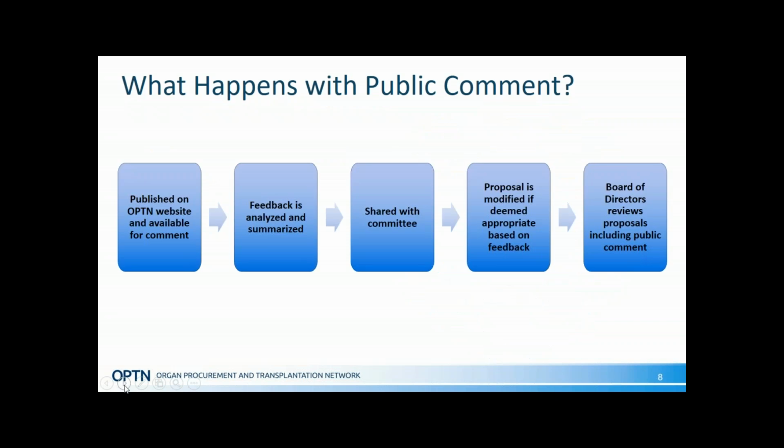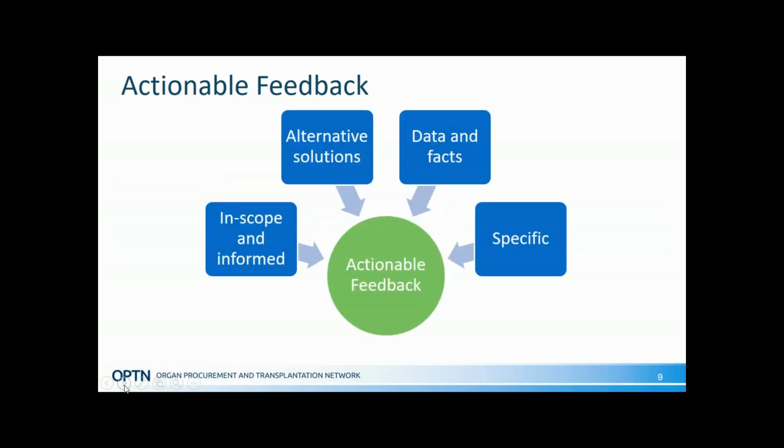So what happens with public comment? All public comment is published online for transparency and to promote participation. Throughout the public comment cycle, there is ongoing analysis of the feedback submitted, which is shared with the sponsoring committee. Once all feedback has been gathered and public comment closes, the committee will use that information to refine their proposal for the board to evaluate. All of the public comment is summarized and shared with the board of directors to help inform their decision.